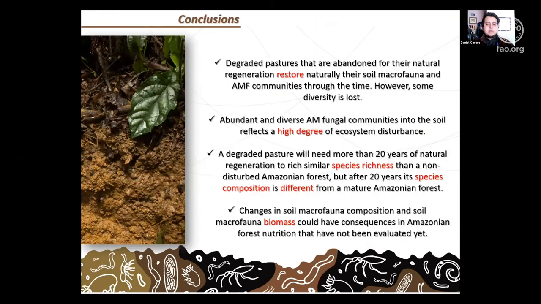Finally, we conclude that degraded pastures that are abandoned for natural regeneration could restore their soil biological communities. Restoration of soil biological communities takes more than 20 years to reach a similar species richness to non-disturbed Amazon forest, but the species composition will not be the same.